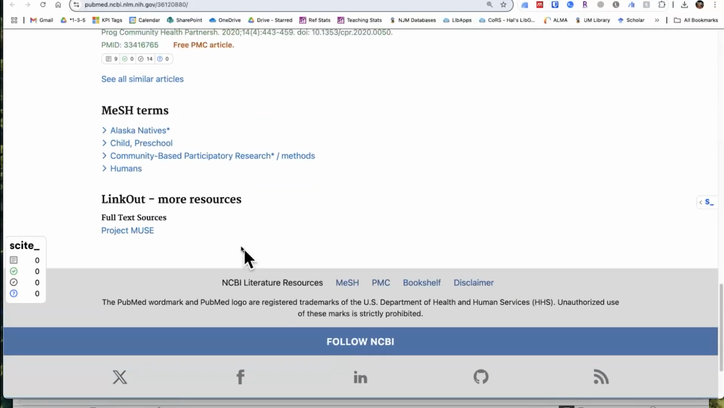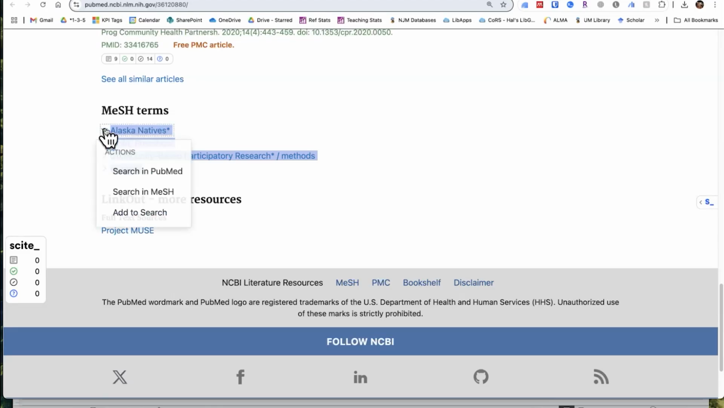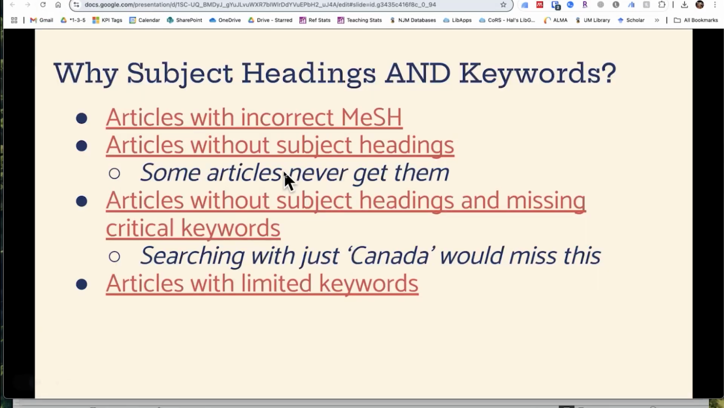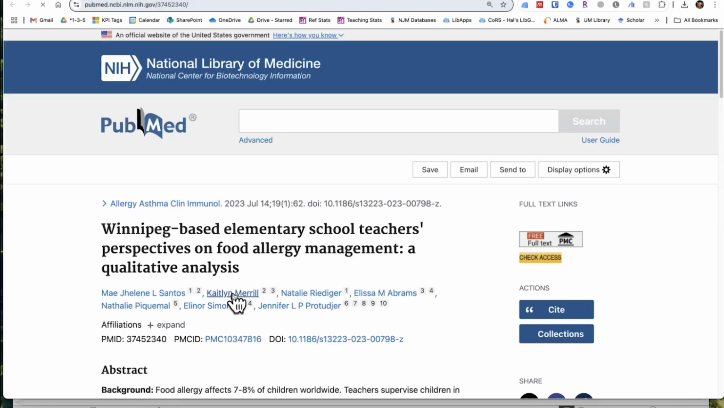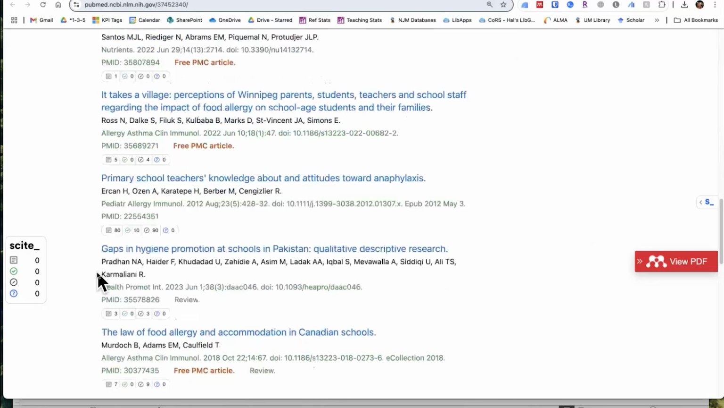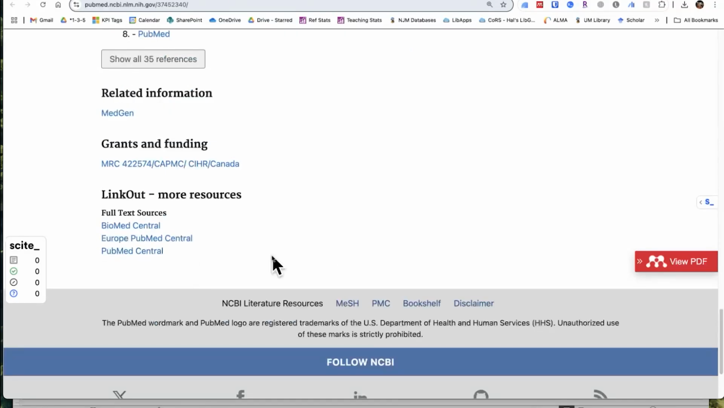Again, these are the terms that are supposed to describe this article. You can see it's been given the MeSH term of Alaska Native. My province is not in Alaska, so this is the incorrect MeSH term. If I didn't also search with keywords, for example, I would have missed this article if this was my topic that I was interested in. What can also happen is many articles are not given MeSH terms at all. So here's another article that took place in Winnipeg. If I scroll down, there are no MeSH terms at all. So if I didn't search with keywords, I would not find this article.